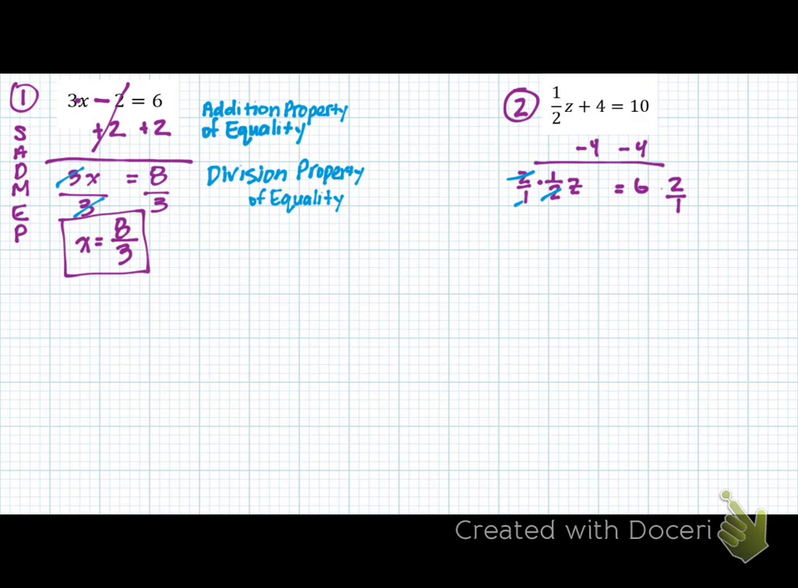So the 2's cancel out on the left, and so do the 1, so I'm left with z. And then 6 times 2 is 12 over 1. I can simplify that, and that's 12, right? And then I know that I used the subtraction property of equality and the multiplication property of equality.